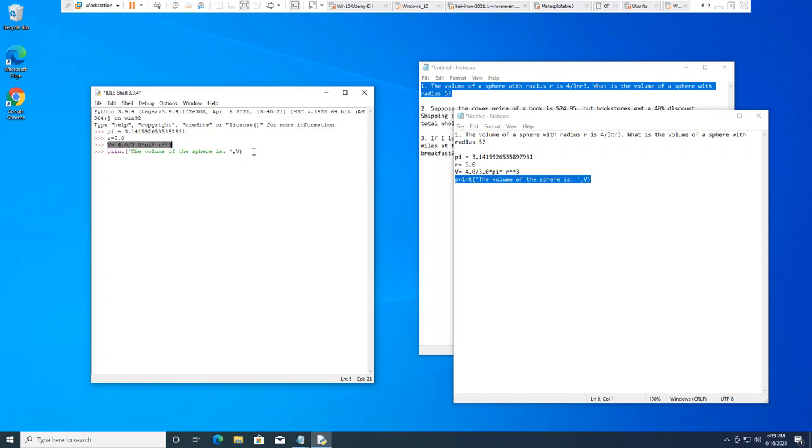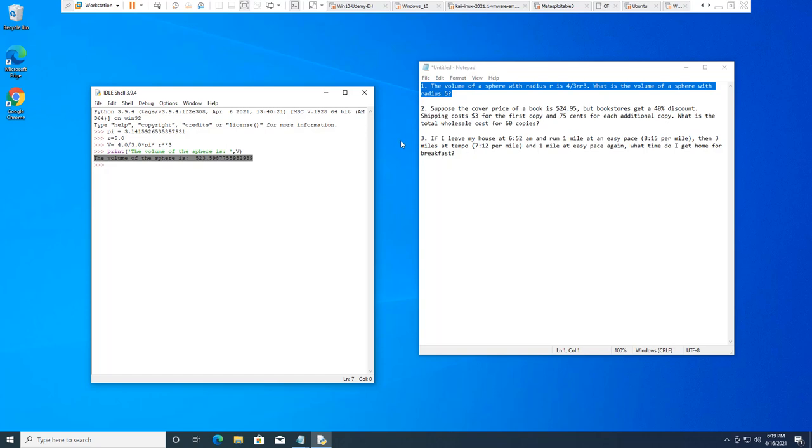Run that equation. And the volume of the sphere is that value right there. And that is appropriate. That is the correct response. So I'm going to copy and paste it. And that answered question number 1.